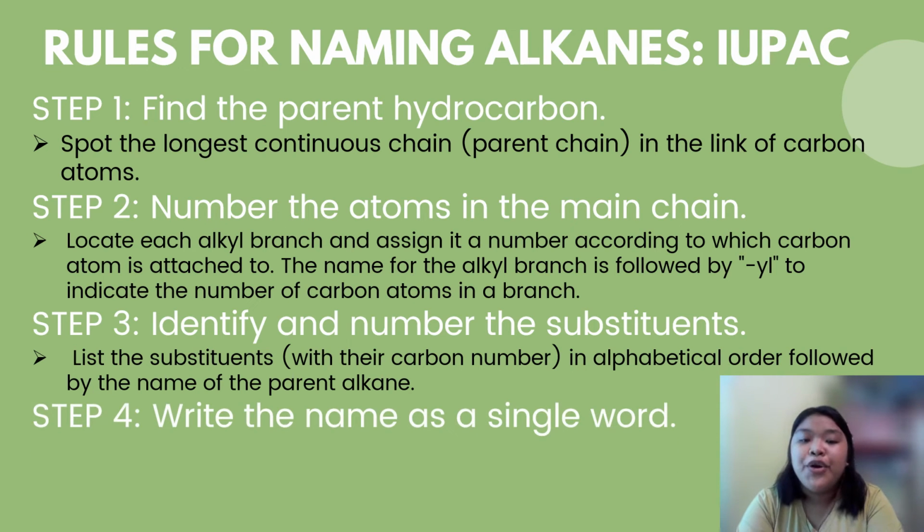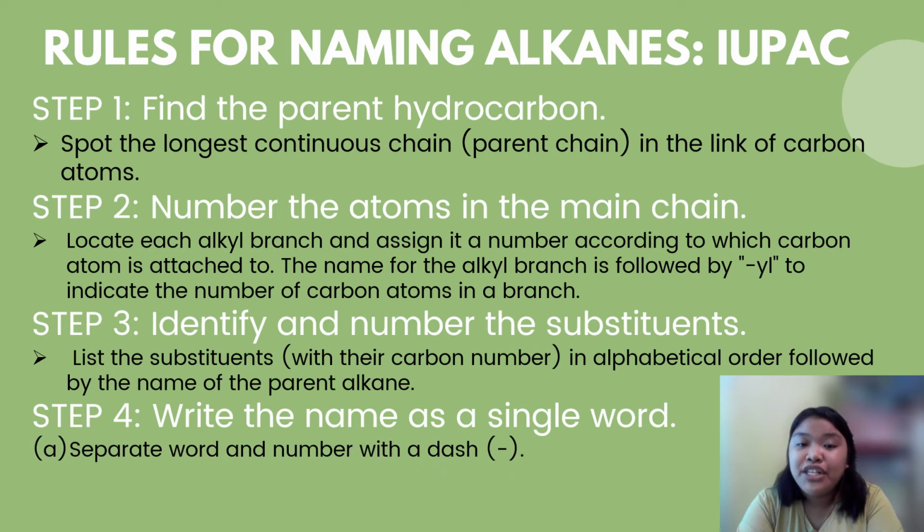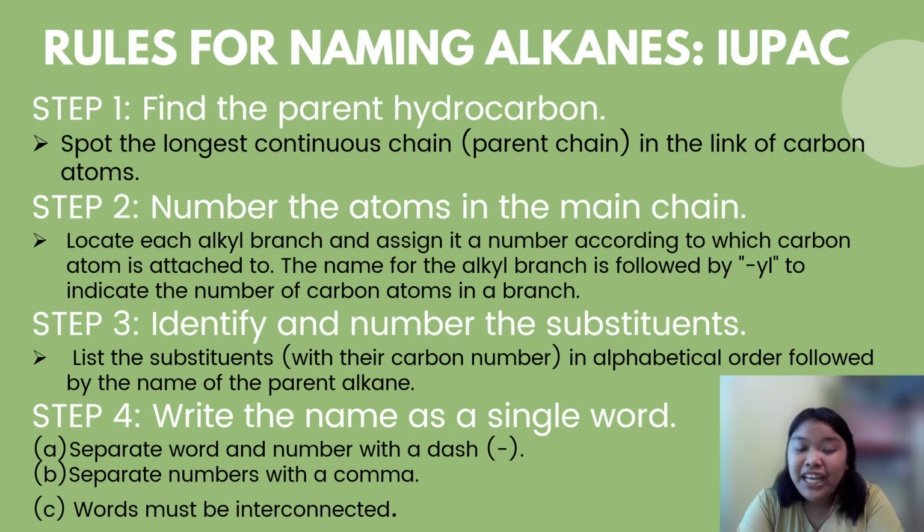Step 4. Write the name as a single word. To give the complete name, enumerate the substituents first, followed by the name of the parent chain. Note that you need to separate words and numbers with a dash. Second, separate numbers with a comma. And lastly, words must be interconnected, so no spacing.